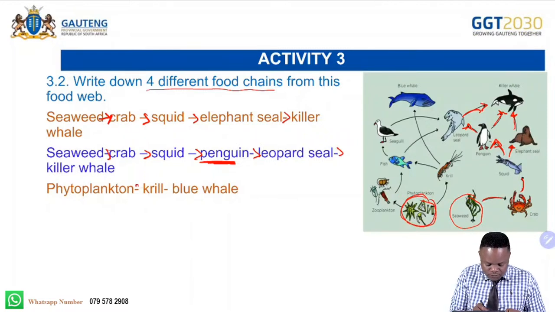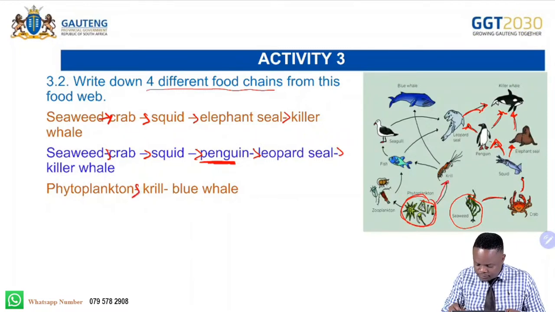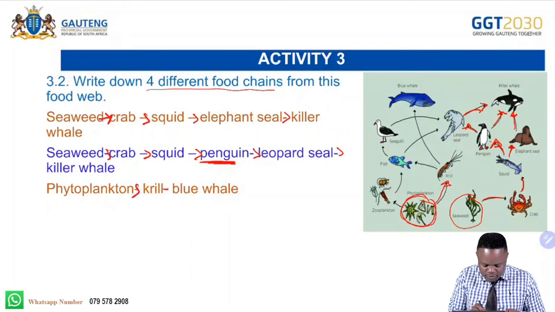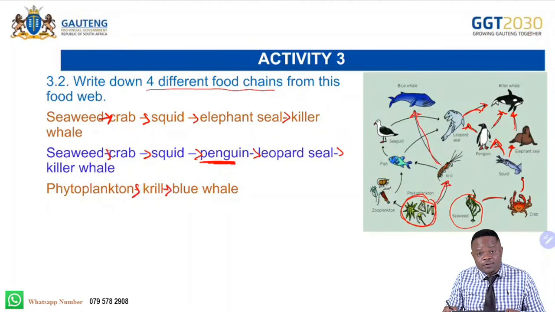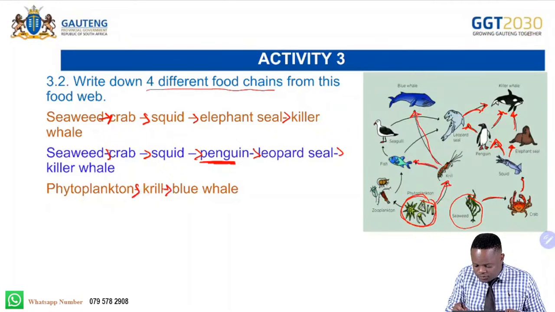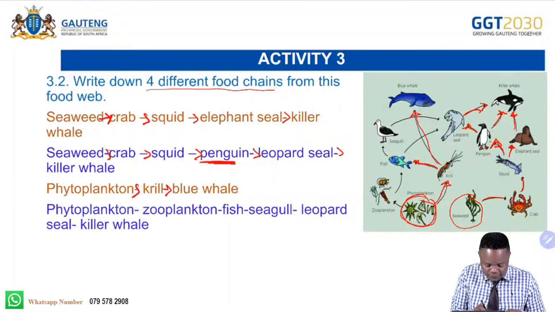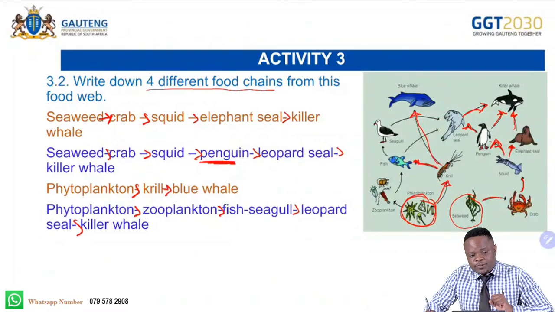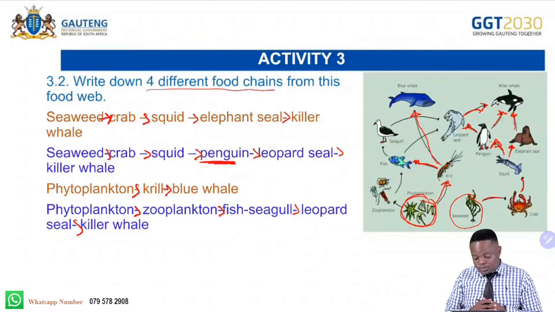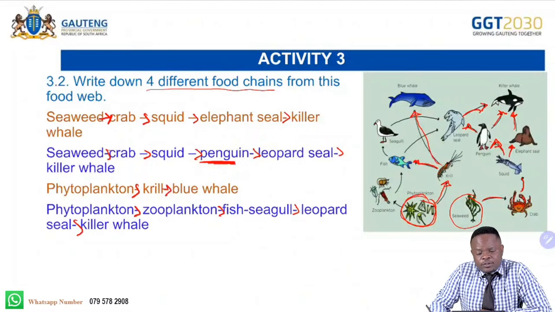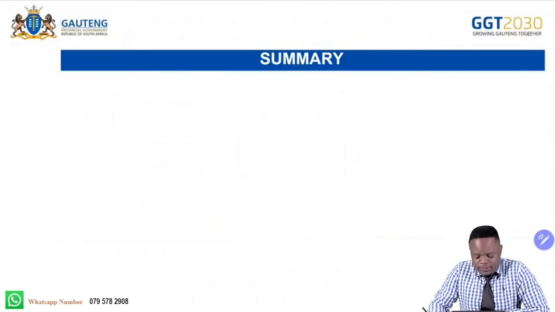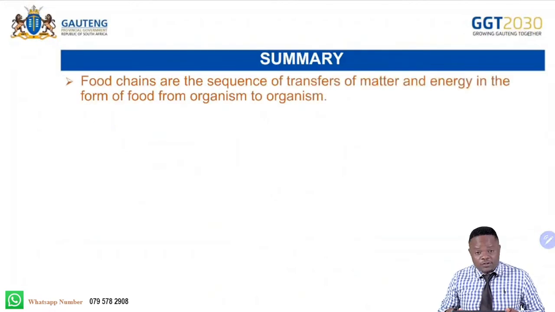phytoplankton there, which goes to the krill. Okay, from your krill, it can go to your blue whale. Right, or from your krill, it can go to the fish. You see, it's all about following the direction of your arrows. And the trick is there. Remember, we said only start by your producer, and your producers, you see the arrows point away from them.